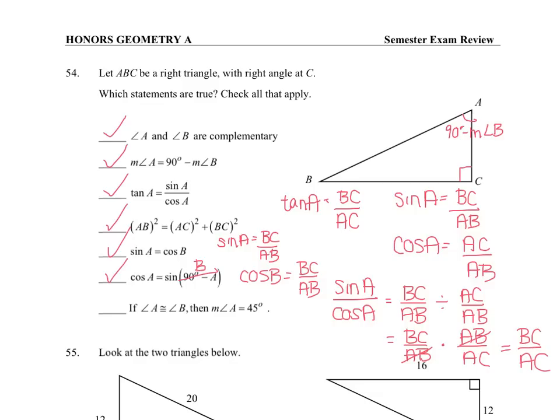And if you need to, you can show the cosine of A is AC over AB, and the sine of B is also AC over AB. Finally, if angle A is congruent to angle B, then the measure of angle A equals 45 degrees. Well, that's true because 45 plus 45 is 90, and we know A and B are complementary, so all of the statements are true.